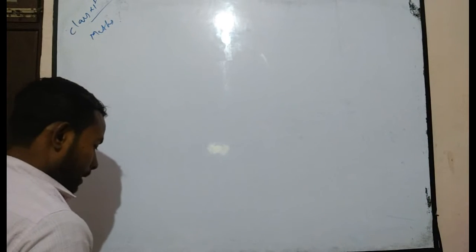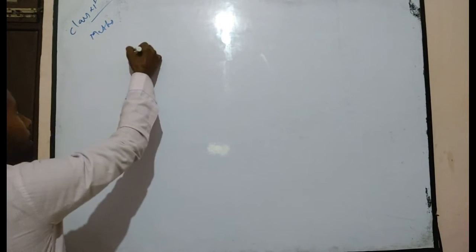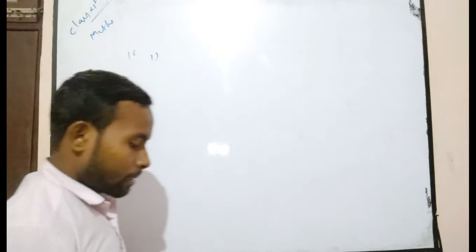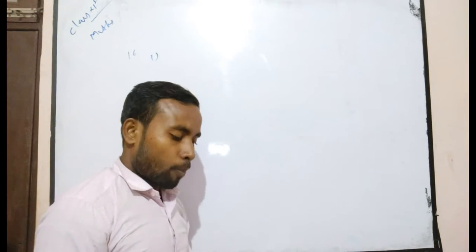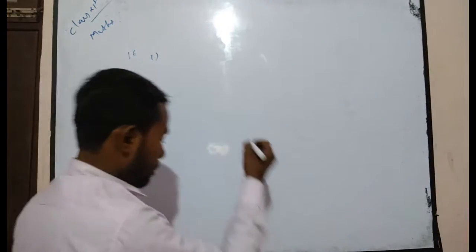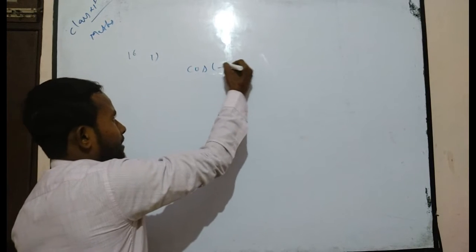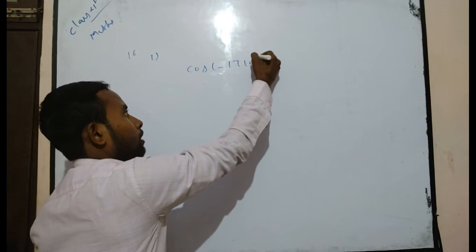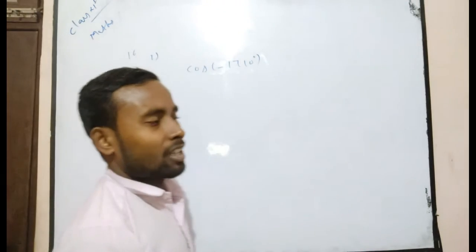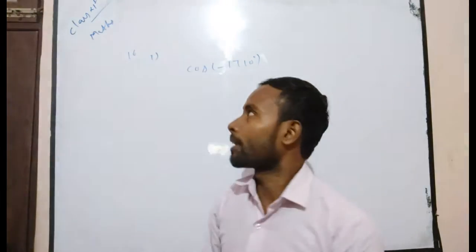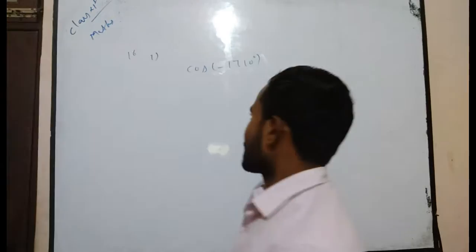Now we take the next example, which is expressed in degrees. First, I want to take the first example. Find the value of the following terms. First of all, cos of minus 1710 degrees. You have to find the value of this trigonometric function. How can you solve it? This problem is very simple.